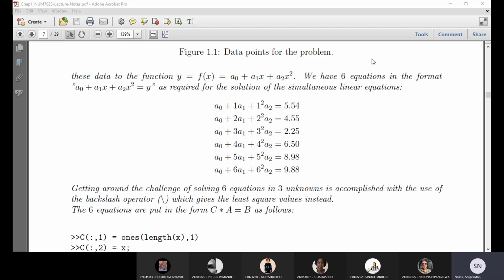So under the symbol of the backslash, there are many hidden algorithms. It's not just a single algorithm, but there are many. So that backslash function can optimize, meaning depending on the nature or the shape of the coefficient matrix A, it will select the appropriate algorithm to solve the corresponding problem. So that's what you need to know about the MATLAB backslash operator, because it's an operator.